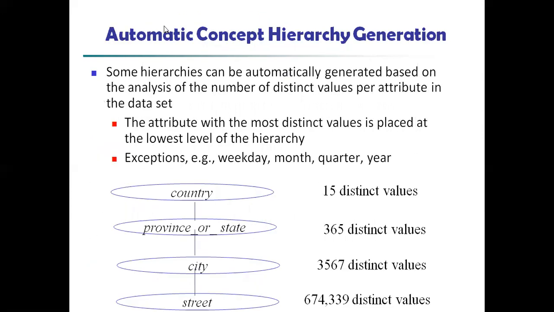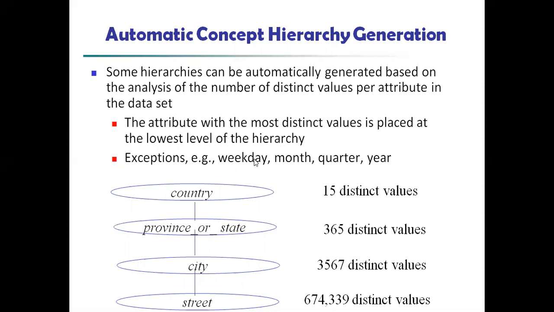Okay, see at automatic concept hierarchy generation, some hierarchies can be automatically generated based on the analysis of the number of distinct values per attribute in the data set. So already we have seen what is metadata, how it is framed, what type of data, everything will be given over here. So depending upon that, we can frame the hierarchy. If you see country, which is drilled to province or state, which again drilled to city, and city again drilled to street. See, the attribute with the most distinct values is placed at the lowest level of the hierarchy.